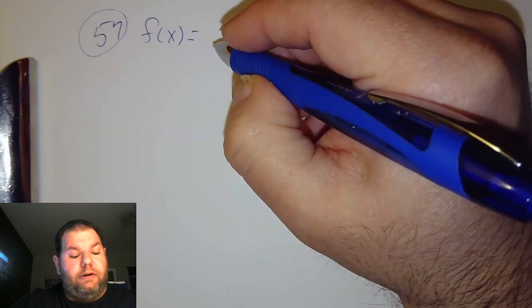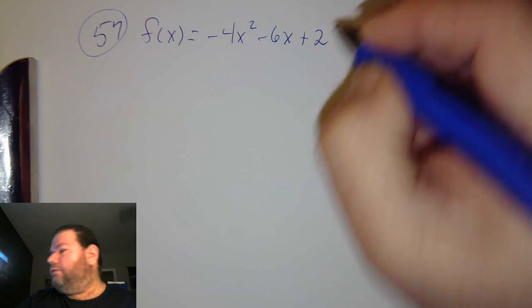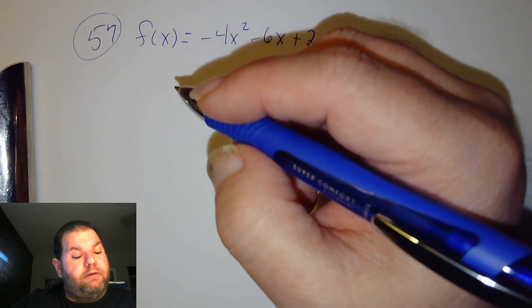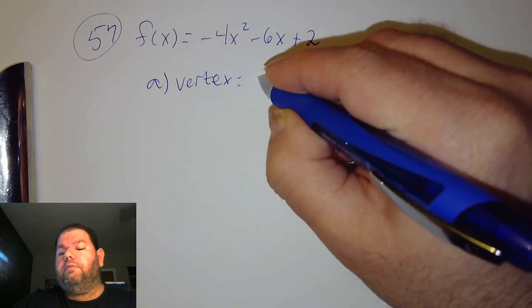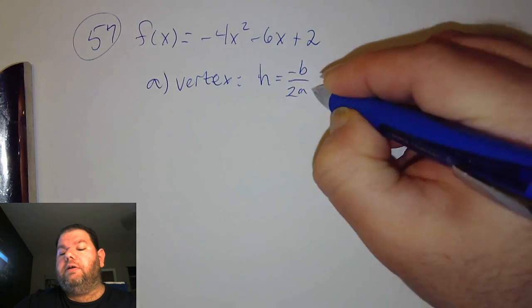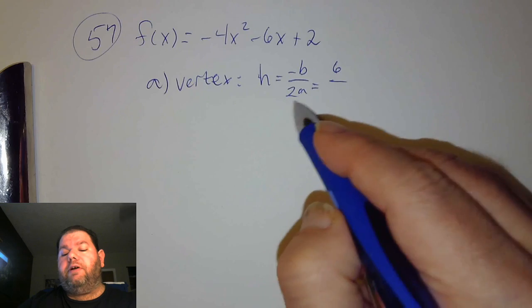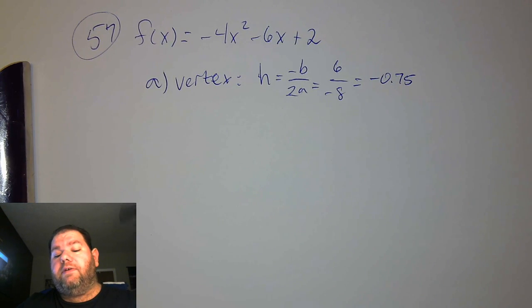F of x equals negative 4x squared minus 6x plus 2. For part A, we want to start off by finding the vertex. So h is equal to negative b over 2a. Now, b is already negative 6, so negative b makes it a positive 6. A is negative 4, so 2 times that would be negative 8. Taking 6 divided by negative 8 gives us negative 0.75. I left that as a decimal instead of a fraction because that'll be easier to plug in and calculate.